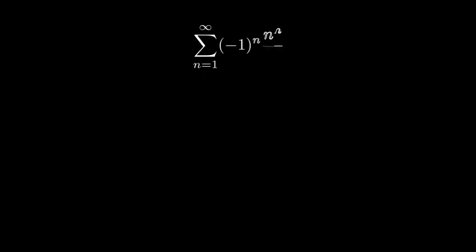Let's analyze the convergence of the series sum from n equals 1 to infinity of (-1)^n times n^n over n factorial. To test the series for convergence, we'll use both the alternating series test and the ratio test. Let's start by identifying the terms of our series.